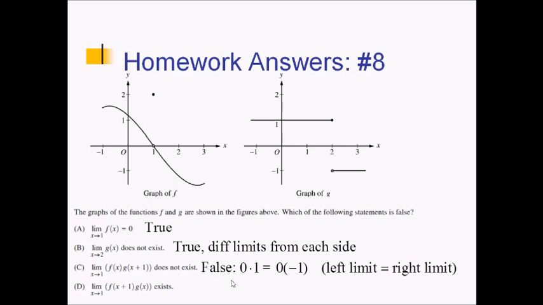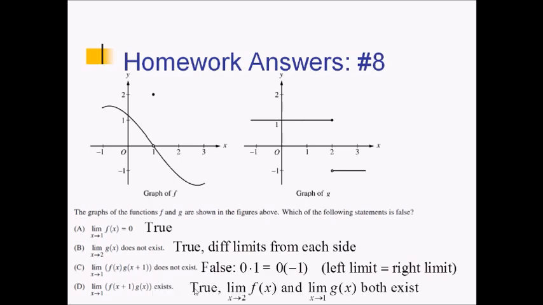And just for good measure, let's take a look at choice D. So we've got limit as x approaches 1 of f of x plus 1 times g of x exists. So basically we're looking at the limit for the f function at 2, and that limit absolutely exists. From the left and the right, you're ending up with about -1. G of x at 1, that's over here. From the left and the right, you're ending up with 1. So if you're just multiplying two numbers that are exactly the same from the left and the right by each other, your overall limit definitely is going to exist.